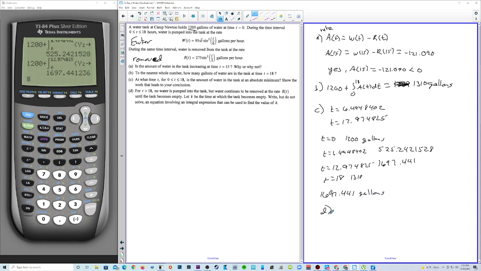Letter D. For t greater than 18, no water is pumped into the tank. But water continues to be removed at the rate R of t until the tank becomes empty. Let K be the time at which the tank becomes empty, right? But do not solve an equation involving an integral expression that can be used to find the value of K. Well, we want to know when the integral from 18 to some value of R of t, well, the tank will be empty when we've removed the 1,310, because that's how much we had at t equals 18.